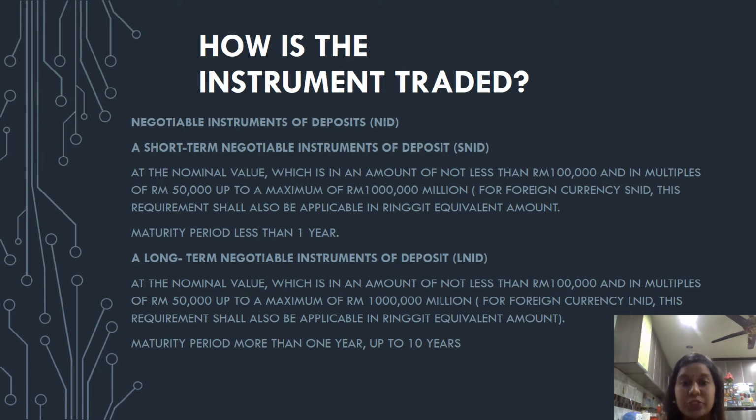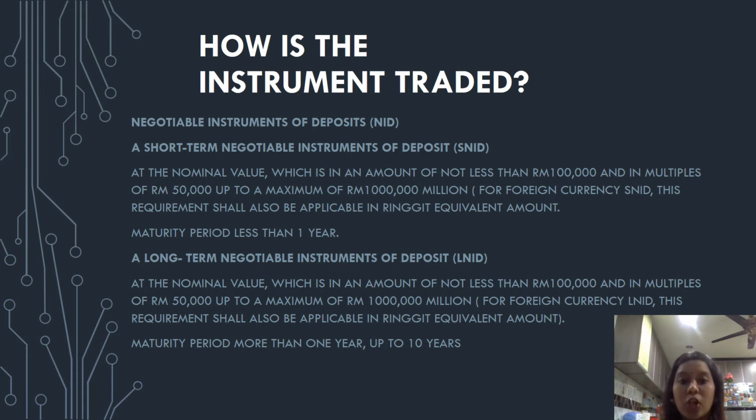Alright, now I would like to explain how the instrument is traded for negotiable instrument of deposit, NID. A short-term negotiable instrument of deposit, SNID, at the nominal value which is in an amount of not less than RM 100,000 and in multiples of RM 50,000 up to a maximum of RM 1 million for foreign currency SNID. This requirement shall also be applicable in ringgit equivalent amount. Maturity period less than 1 year.